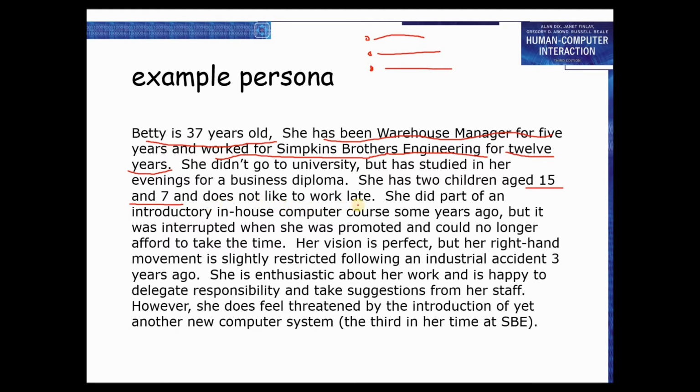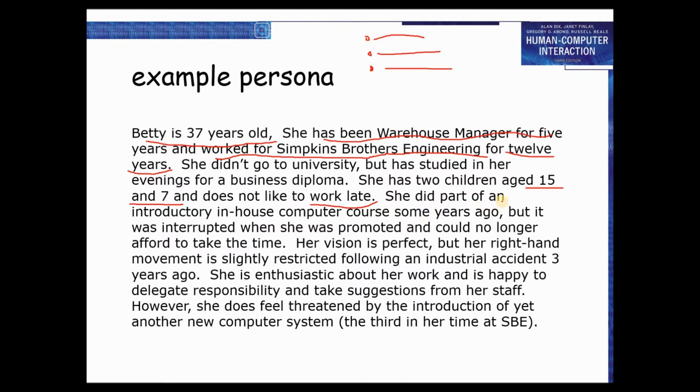she doesn't like to work late. So now if the company makes a decision that working hours should be increased from 4 until 6 p.m. in the evening, it's not good for this persona. Then the boss will think about the decision from Betty's thinking point, and Betty will not like it.